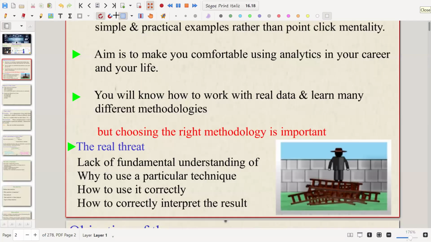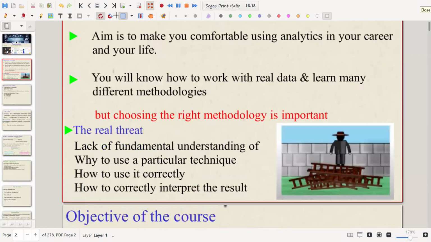He doesn't know that if you put the ladder in a vertical position, only one ladder will suffice, right? Multiple ladders are not at all needed. But he's using all those methodologies, all those ladders to climb over, and he's not able to succeed also. So this is the real threat.